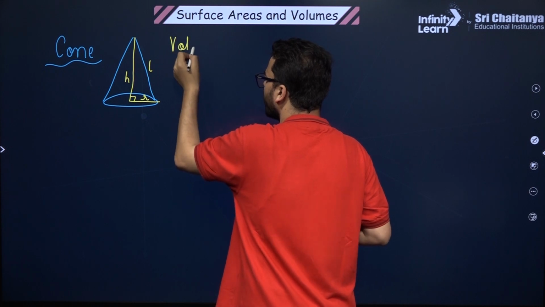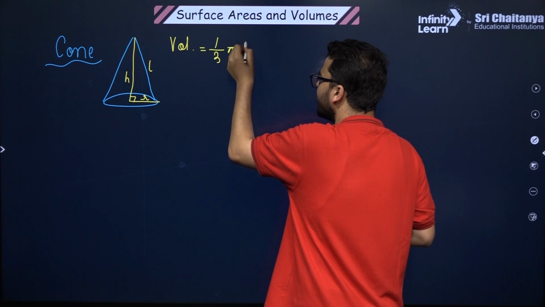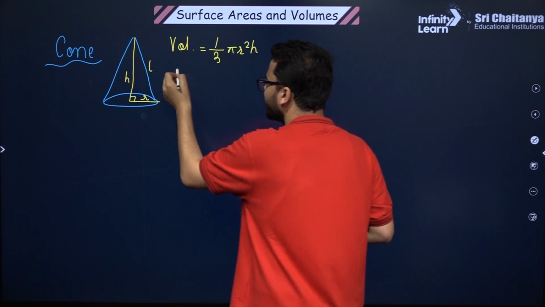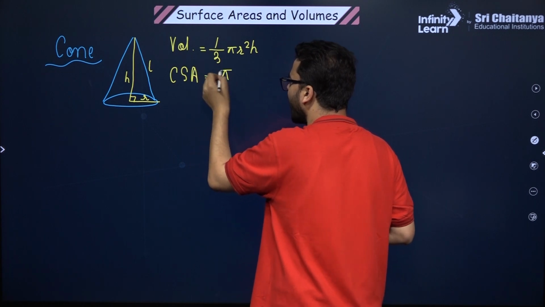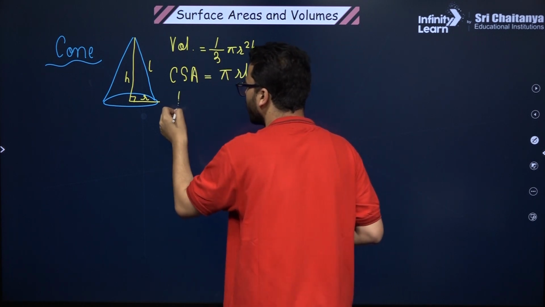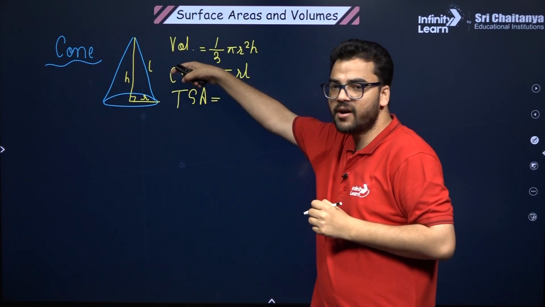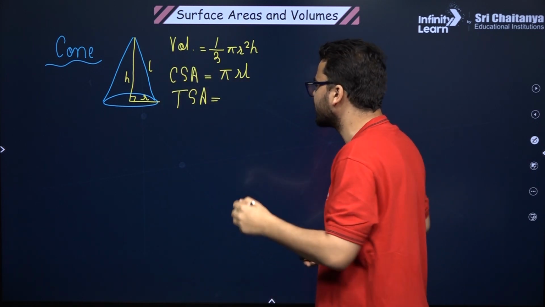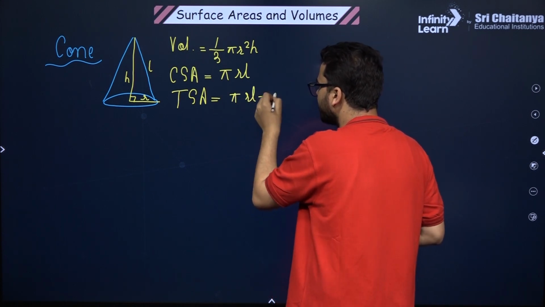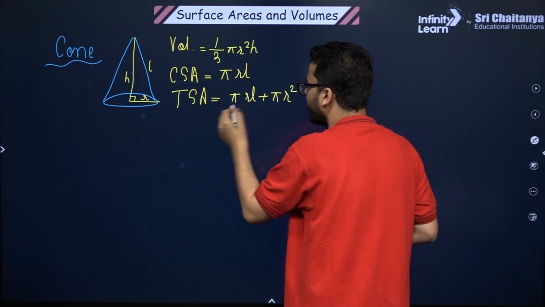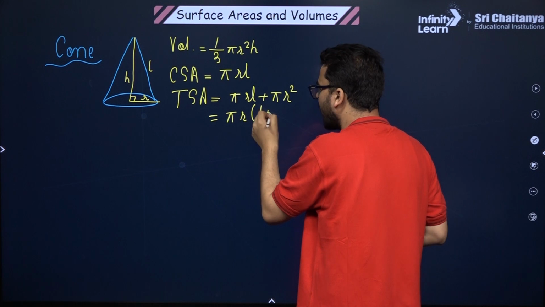Volume of a cone is 1 by 3 pi r square h, obviously cubic units. What is its curved surface area? Curved surface area of a cone is pi r l. What is its total surface area? Total surface area will be what, guys? The curved surface area plus area of the base. So that will be pi r l plus pi r square. So you can take pi r as common. So it will be pi r into l plus r.